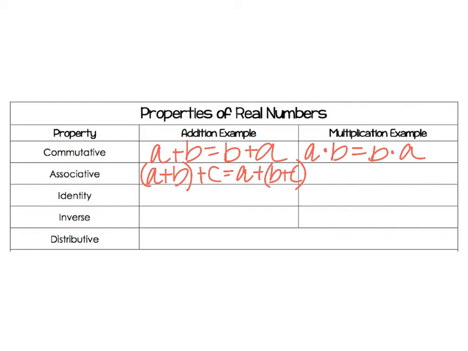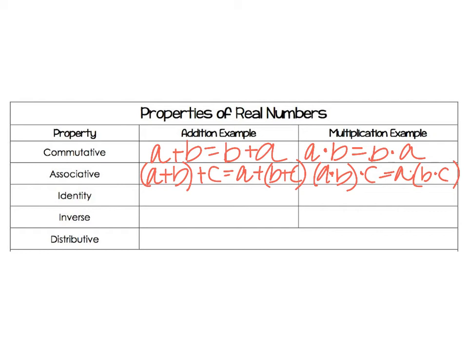Now with multiplication, it's very similar, but we just put a multiplication symbol in between instead. So if we've got A times B times C, it's the same thing as A times B times C, with the grouping changed.